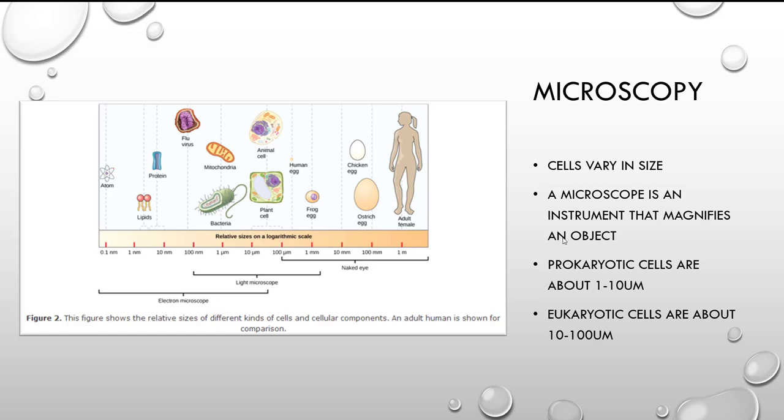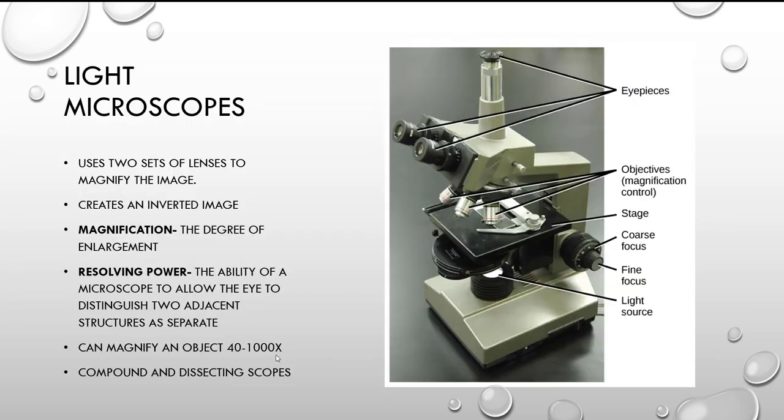A microscope is an instrument that magnifies an object. We're going to talk about the two types of microscopes, the light microscope and the electron microscope. So let's start out with the light microscope. The light microscope uses light.